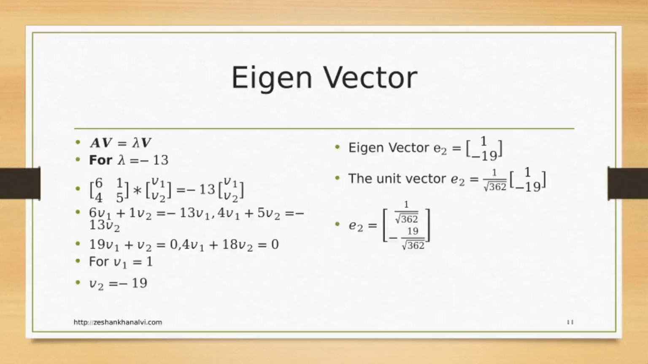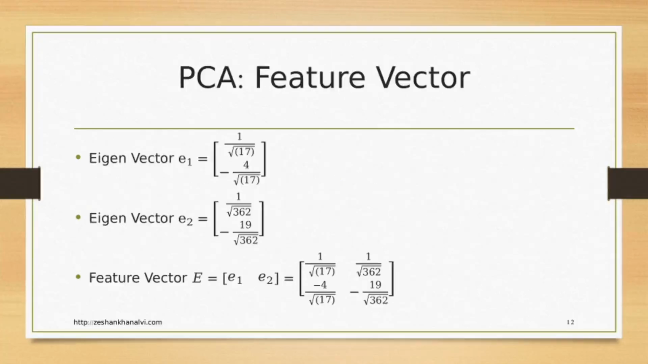And similarly for the other value of lambda, which was minus 13, simply we can compute the eigenvector, and the other eigenvector is 1 by square root 362 and minus 19 by square root 362. The set of eigenvectors, or the new feature set, for this particular example will be 1 by square root 17, 4 by square root 17, 1 by square root 362, minus 19 by square root 362. In this example, we took two features out of the available two features.